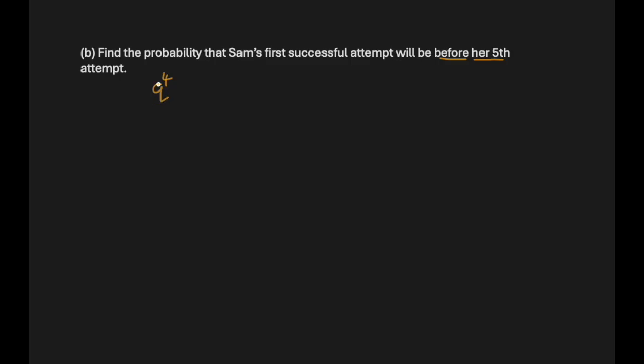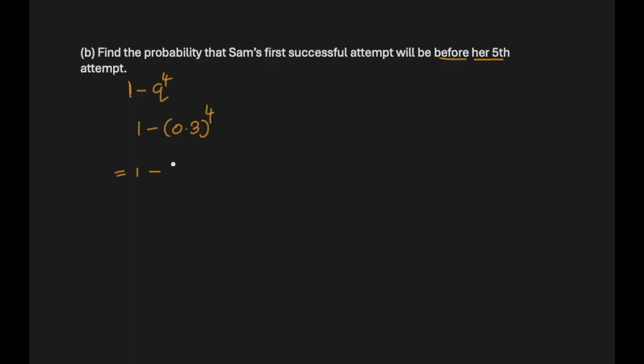This is Q, failure, right? So 4 times if she fails, that will be Q to the power 4, but that will not be the case. So if that is not the case, we'll subtract it from 1. So it will be 1 minus Q, which was 0.3, to the power 4. So which will be how much?